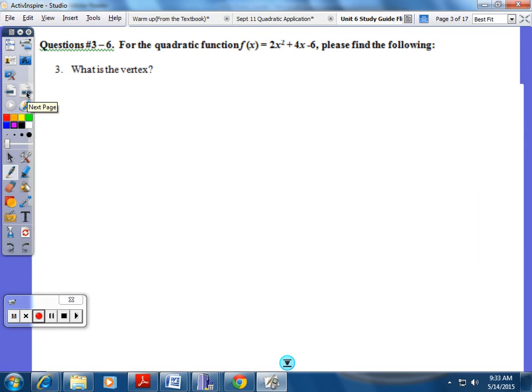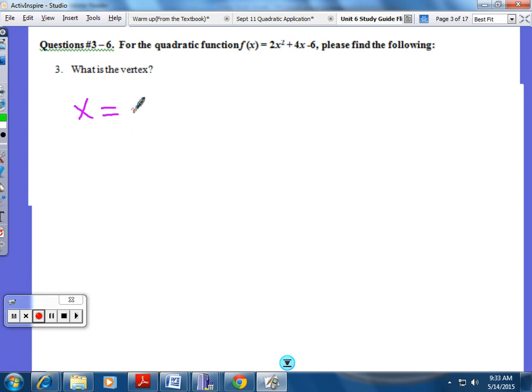For number 3, they give us a quadratic function, and they ask us to find the vertex. Now, the equation for finding the vertex is, the axis of symmetry is x equals -b over 2a. Now, that gives us half of the vertex. So the a and the b and the c come from the coefficients in our original equation. The coefficient on the x squared is a. The coefficient on the x is b, and the regular number is c.